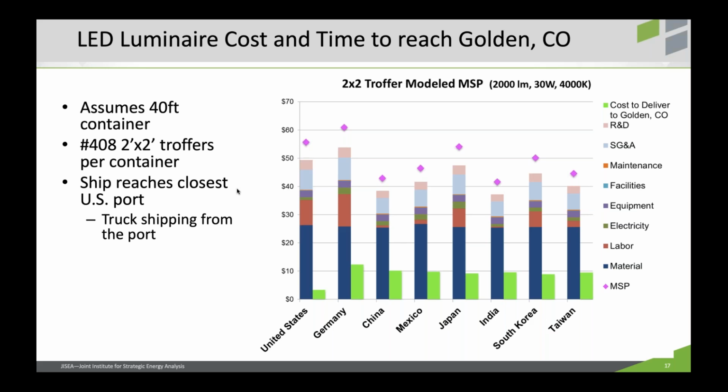Because oftentimes the market has other factors at work, we basically modeled to figure out that if you manufactured a 2x2 troffer in China, it was going to be able to be sold for a significantly lower price than, for instance, one manufactured in the U.S. But you have to get it to where you want to use it, and shipping's not free. When we're looking at a die, you could put 1 million die in a box and put that box on an airplane, and your shipping is going to be inconsequential. A 2x2 troffer weighs around 18 pounds, so you can fit about 408 of them in a 40-foot shipping container. And so then we looked to estimate how much it would cost to get it to Golden, Colorado.